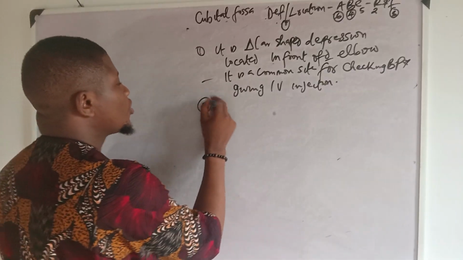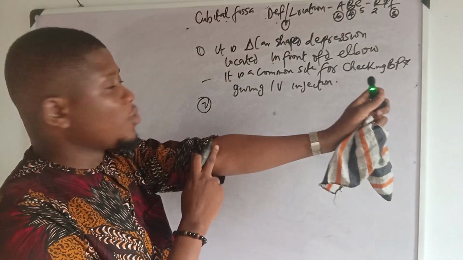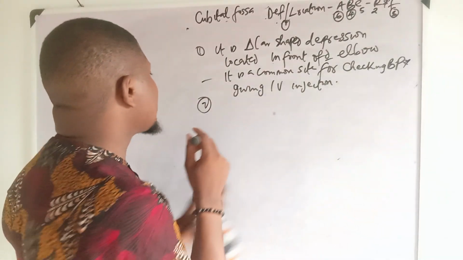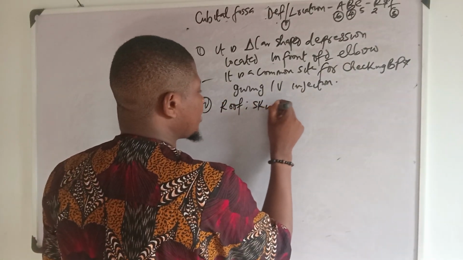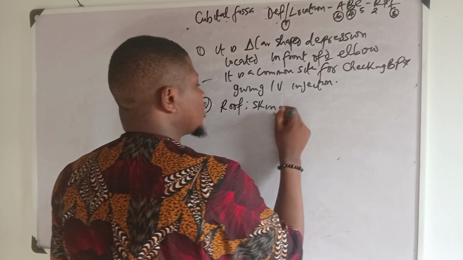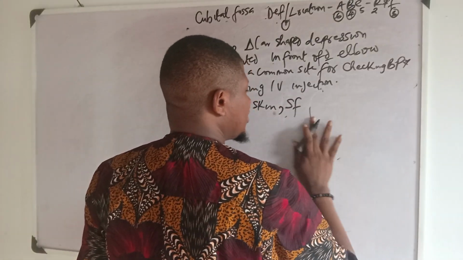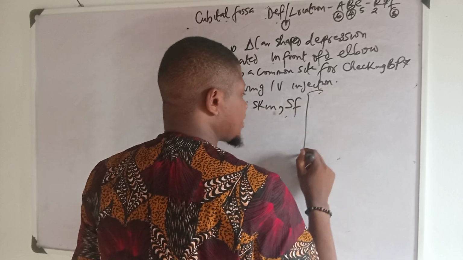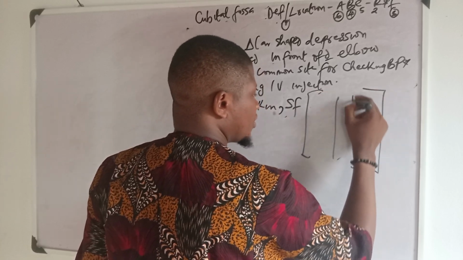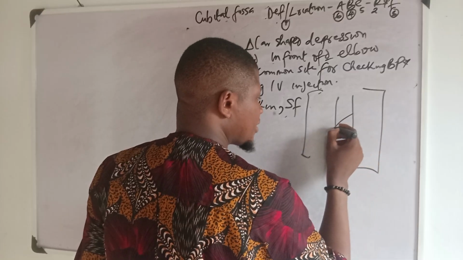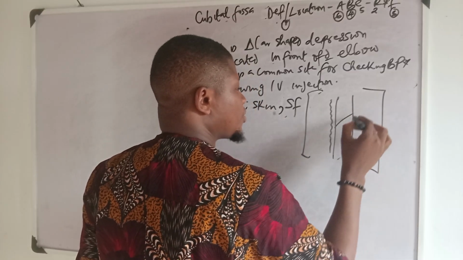Then number two is what? Let's talk about the roof. So what can you see in the roof? The first thing I can see is skin. If you remove the skin, you see superficial fascia. And this superficial fascia contains five things: three veins and two nerves.